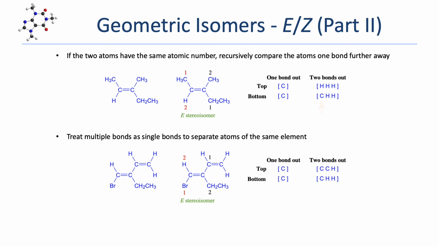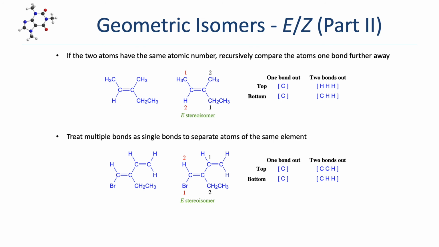So there's a difference in the very first element, right? Carbon versus hydrogen. And since carbon has a higher atomic number, that means that bottom group gets the higher priority. The ethyl group has priority over the methyl group. And that means that the high priority groups are on opposite sides, making this an E isomer.